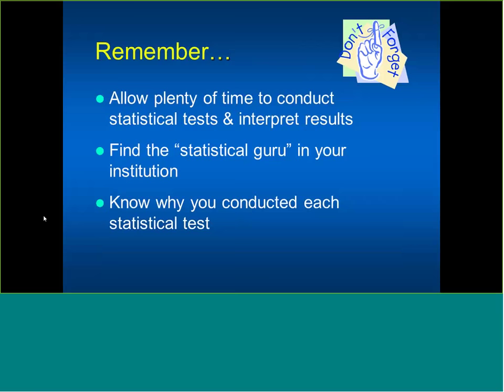You want to find somebody in your institution that can help you with the statistics. I certainly hope you don't have to do them on your own. There's software you can download for free off the internet and run your own chi-square and t-test, but it's kind of garbage in, garbage out. If you don't really know what you're doing and are not putting it in correctly, you're going to get something that looks like a p-value, but you may not have done it appropriately. So really seek somebody out to help you with this.